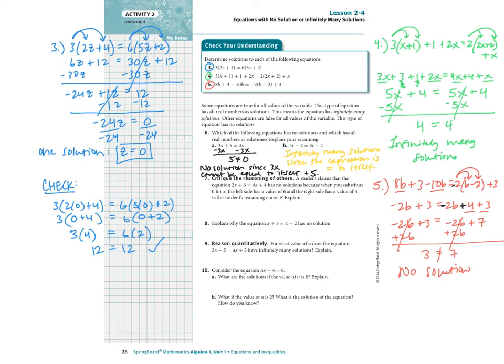We're going to go ahead and look at number 7 right now. It says a student claims that the equation 2x plus 6 equals 4x plus 4 has no solutions because when you substitute 0 for x, the left side has a value of 6 and the right side has a value of 4. Is the student's reasoning correct? Explain. So I'm going to have you pause the video right now. I'm going to give you an opportunity to read through this problem and try answering it.